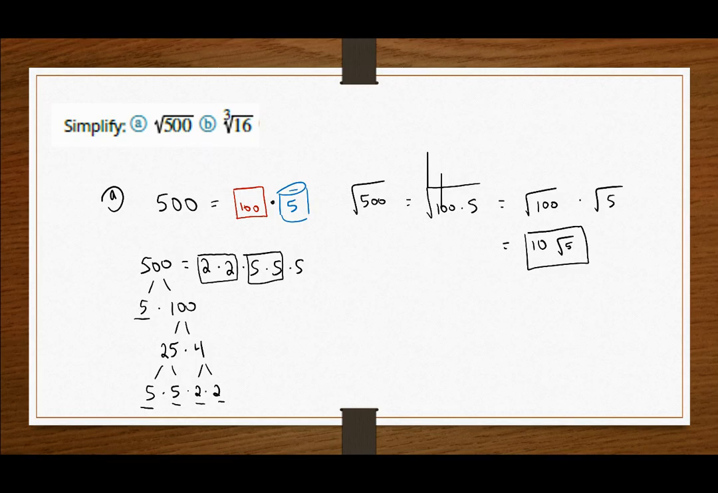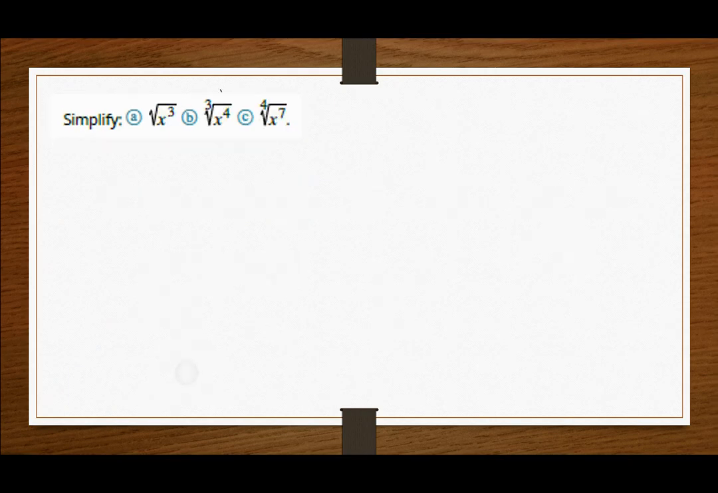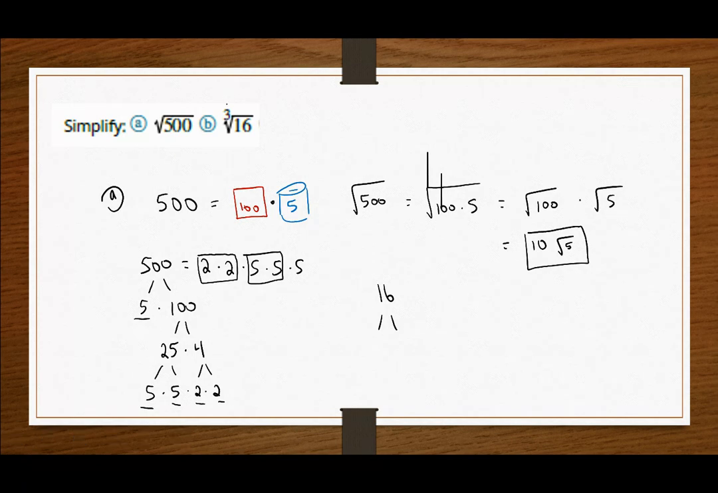Part B, we can do a similar process. But you have to be cautious here when looking at the index. Since we were looking for square roots or perfect square factors in part A, we were looking for duplicates. In part B, when we start looking at the factors of 16, we're now looking for perfect cube factors. And so here we have to identify triplets inside the prime factors of 16.